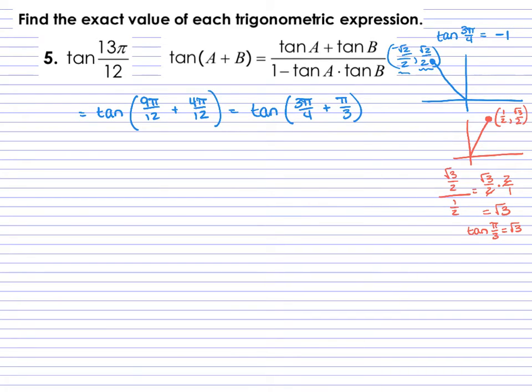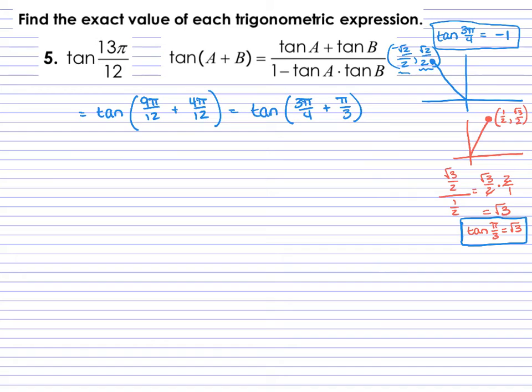Now those tangent values, I don't expect you to memorize. I think as long as you know sine and cosine and you know how to figure out tangent, that's good enough. So we've got our two values figured out. The tangent of 3 pi over 4 is negative 1, and the tangent of pi over 3 is the square root of 3.